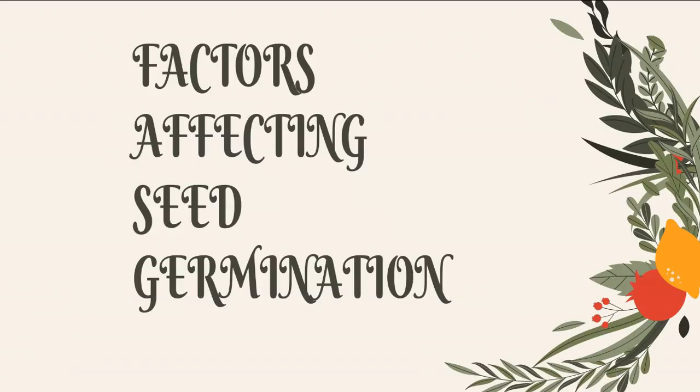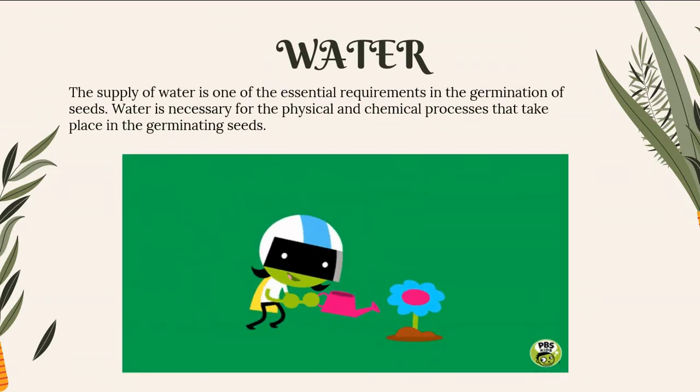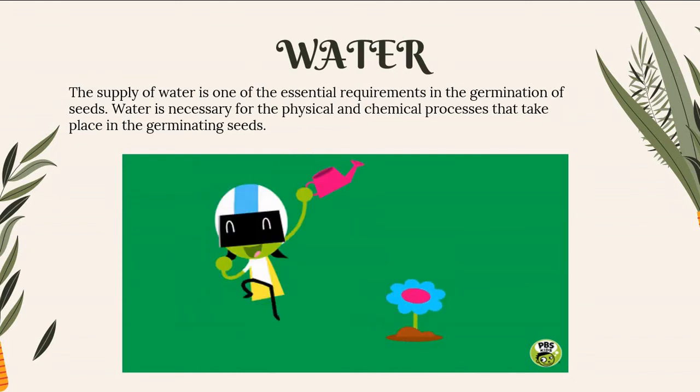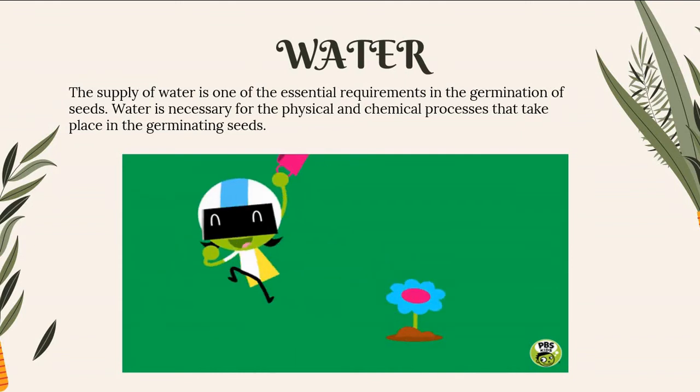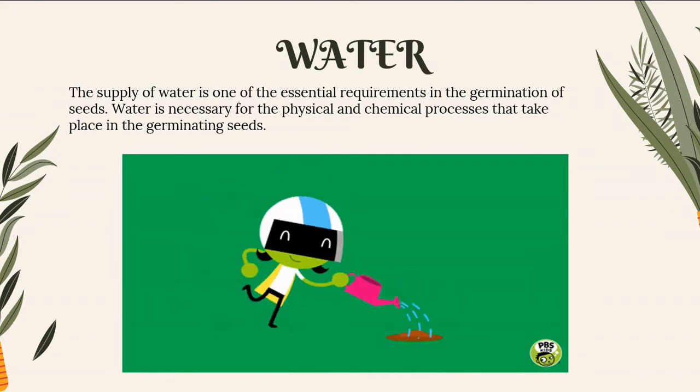Let's proceed to factors affecting seed germination. First, we have water. The supply of water is one of the essential requirements in the germination of seeds. Water is necessary for the physical and chemical processes that take place in the germinating seed.